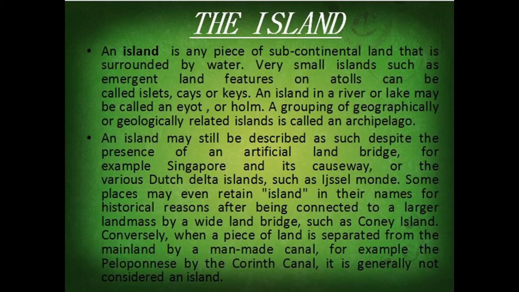Okay, students. Now our next topic is islands. Firstly, we will know what an island is. An island is any piece of subcontinental land. Subcontinental means a part of a continent. It is surrounded by water. Very small islands such as emergent landforms and atolls can be called islets, cays and keys.